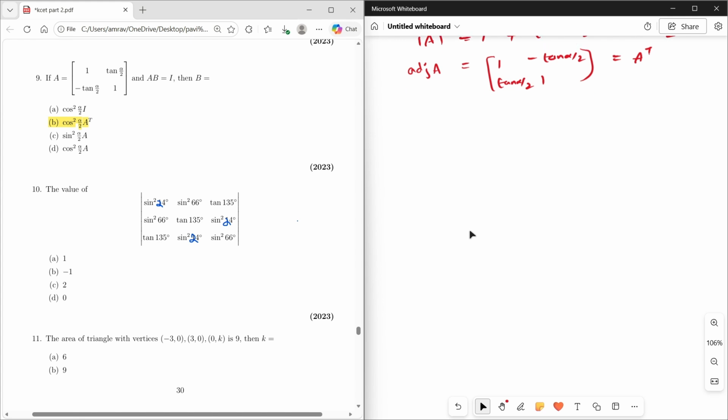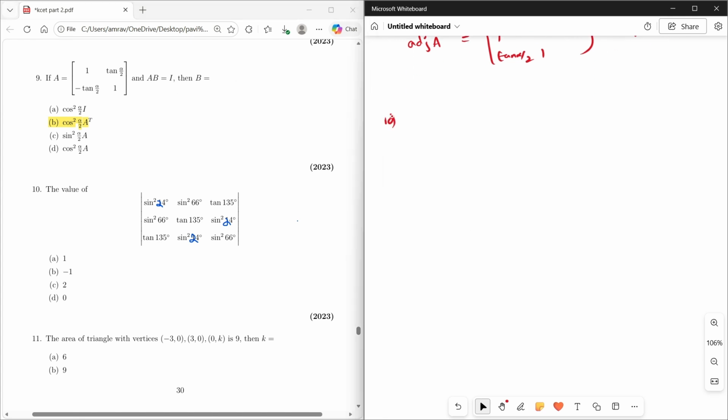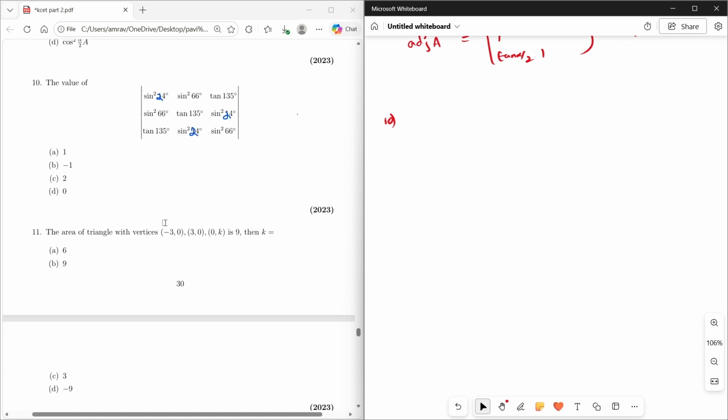So moving on to the next question, the 10th question. See, you don't have to solve it completely. You should just look at whatever you have done, and based on the options given, go with the correct answer. So that is how you save time in CET. The value of the determinant of this 3 cross 3 matrix.